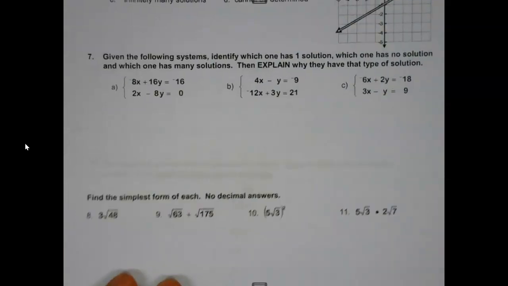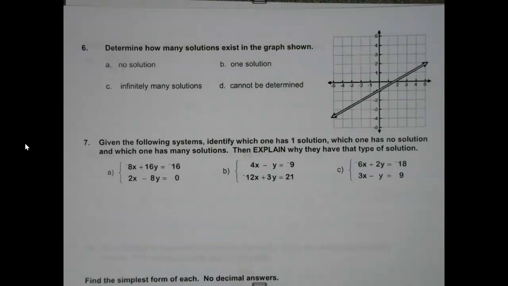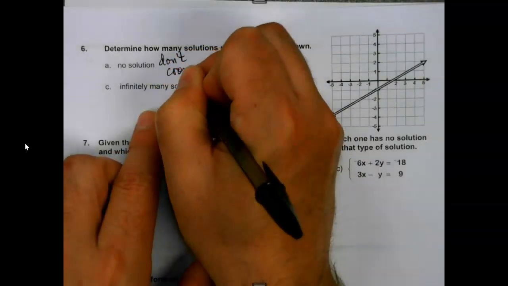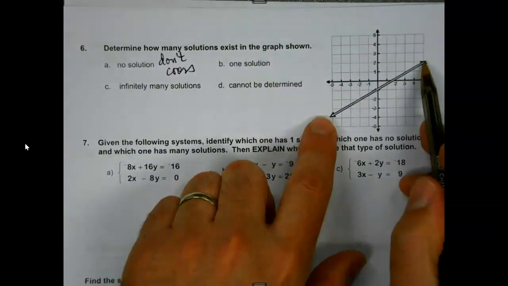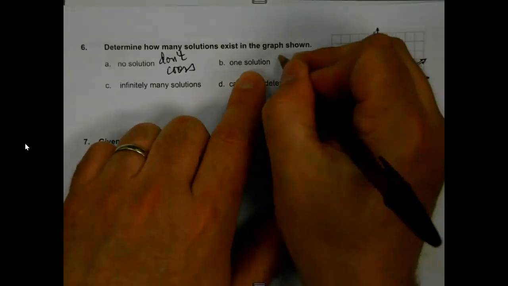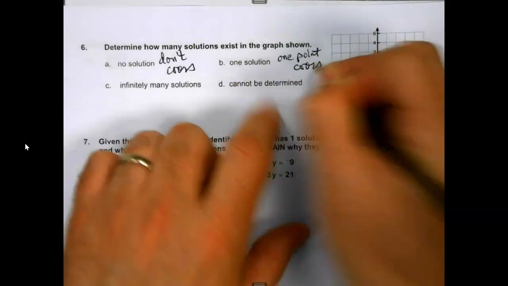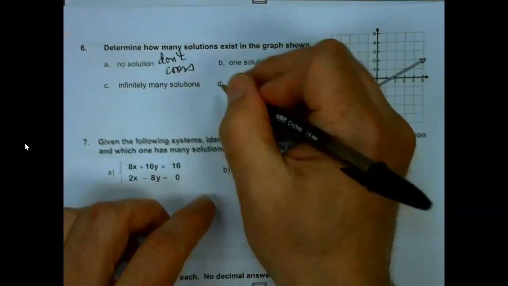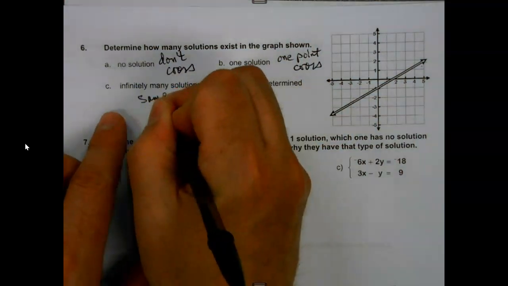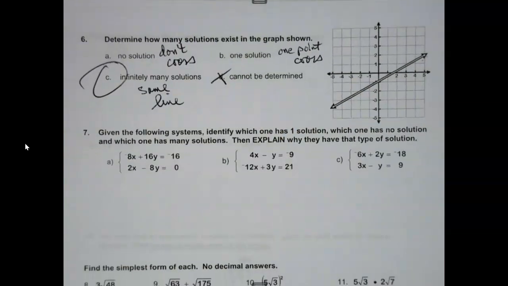All right. Determine how many solutions exist in the graph below. No solution would happen when the lines don't cross at all. Well, that's not happening. There's a black line underneath this white one. One solution would be one point where they cross. This is a lot more than that. Cannot be determined, it's just ridiculous. And infinitely many solutions means it's the same line, which is going on here. So that's all we got to do there.